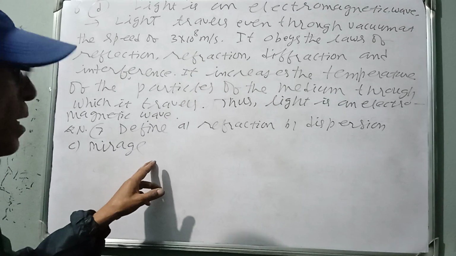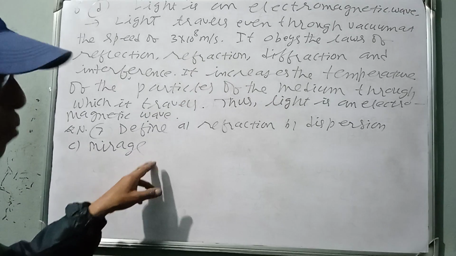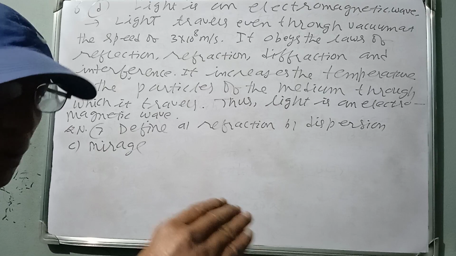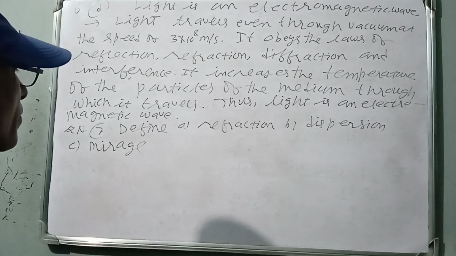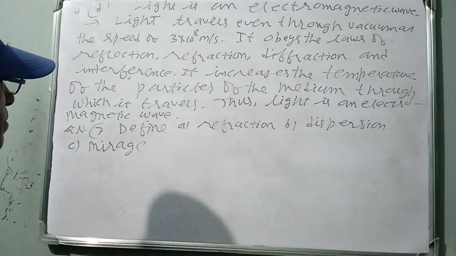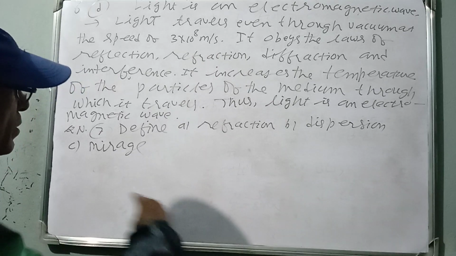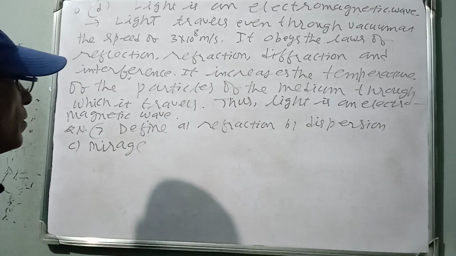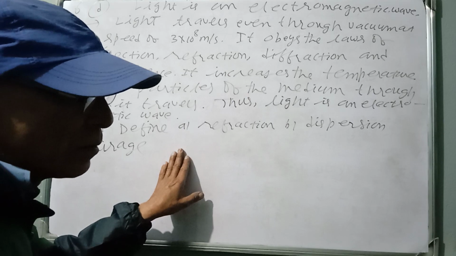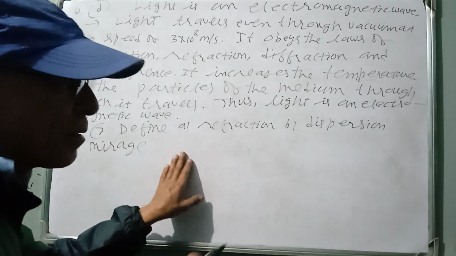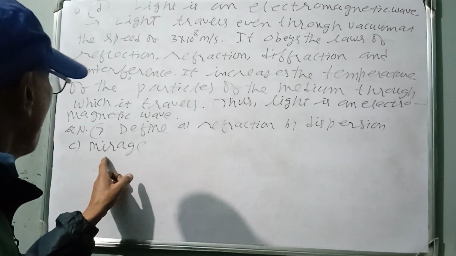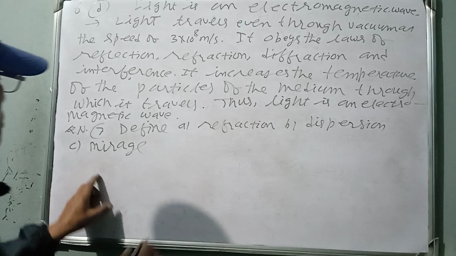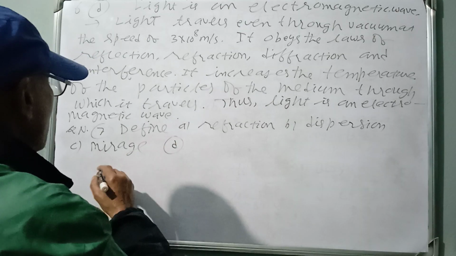Suppose, for example, a person walking along a very hot road in the summer season, especially in the daytime, thinks that there is water in front of him, but there is no water. It is due to the evaporation of air. It is an optical illusion due to total internal reflection. Mirage.